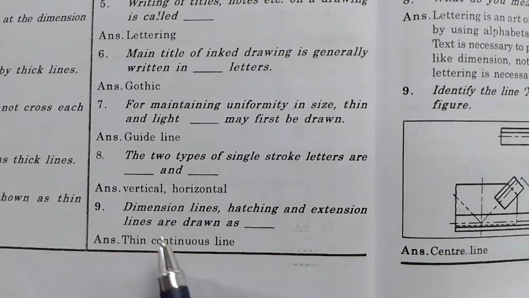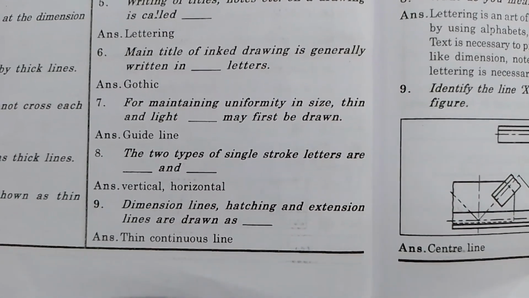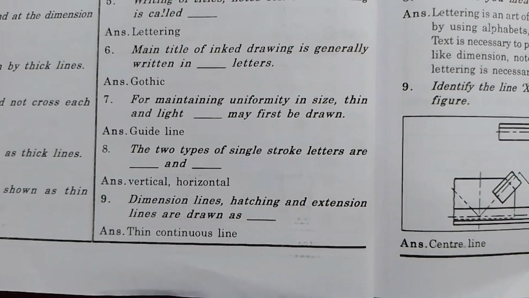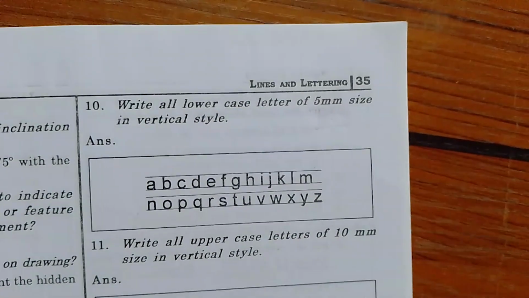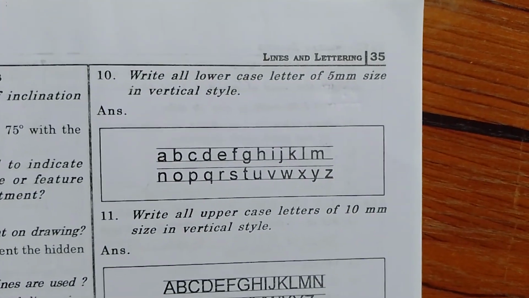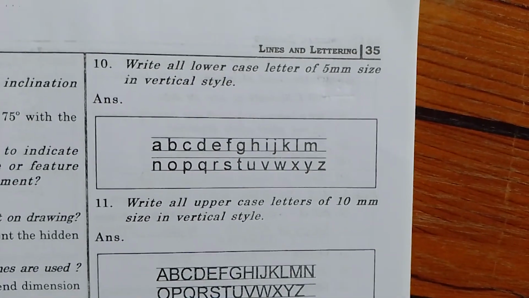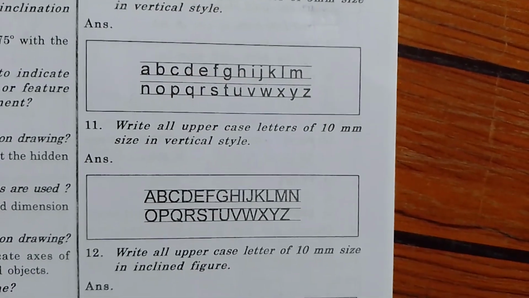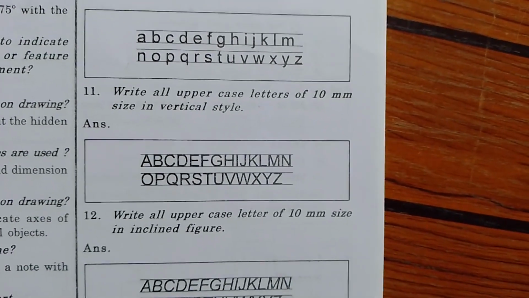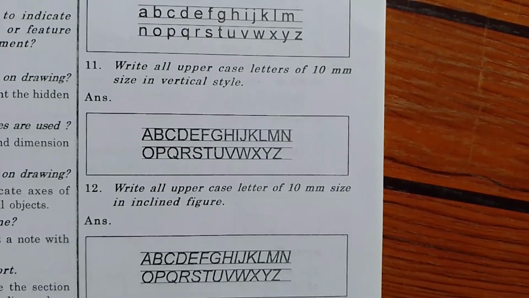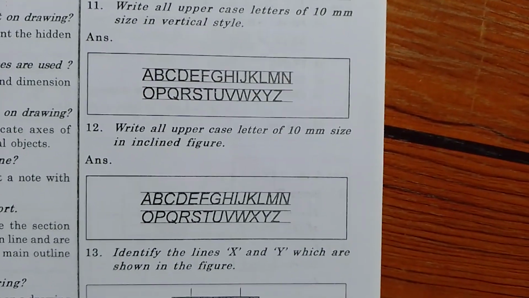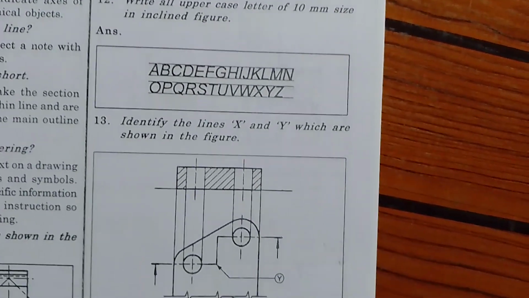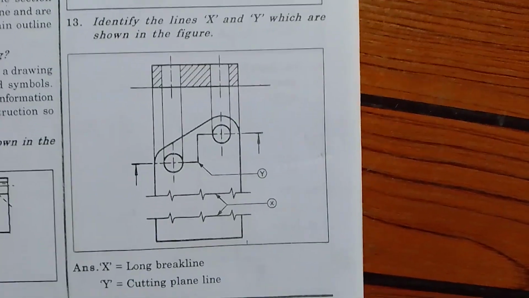Again, dimension line, hatching line and extension line are drawn as thin continuous lines. These are all thin lines. So this is small letter writing in 5 mm in question number 10, and in question number 11 uppercase letter writing in 10 mm we can see, and in question number 12 uppercase letter writing of 10 mm size inclined, it is in italic. And question number 13 can be asked in the examination MCQs.